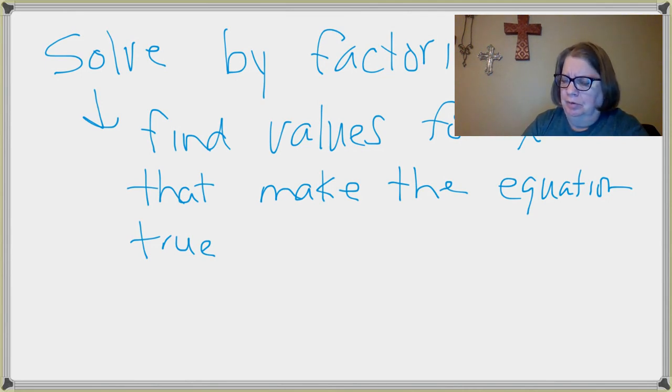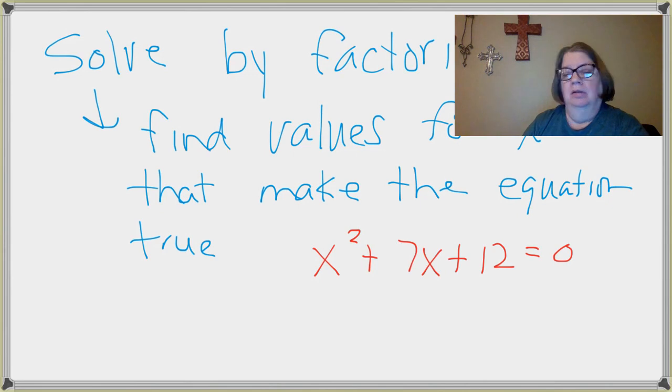Do you remember, we might have this x squared plus 7x plus 12. If I want to solve this equation, I want to find values for x that will make the equation true. This little squared is a hint to us that it can have up to two solutions. It might have one, it might have none, it might have two. Can't have any more than two.